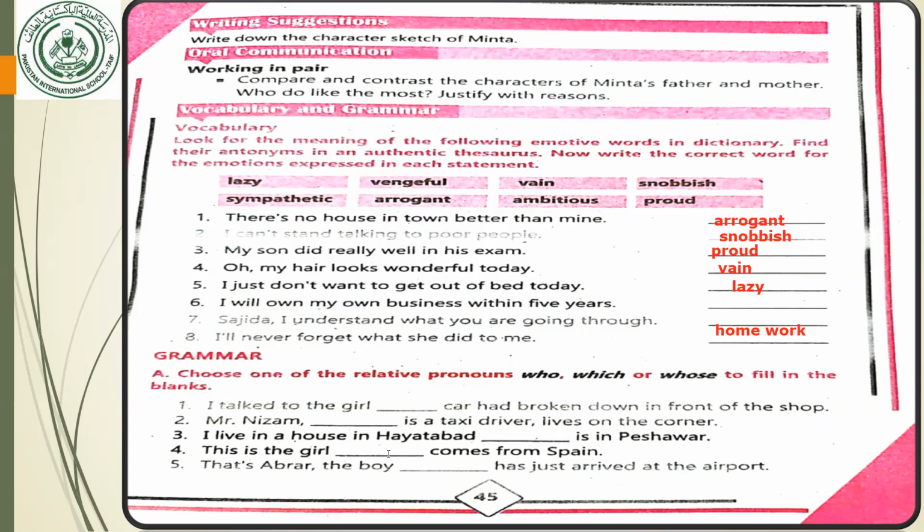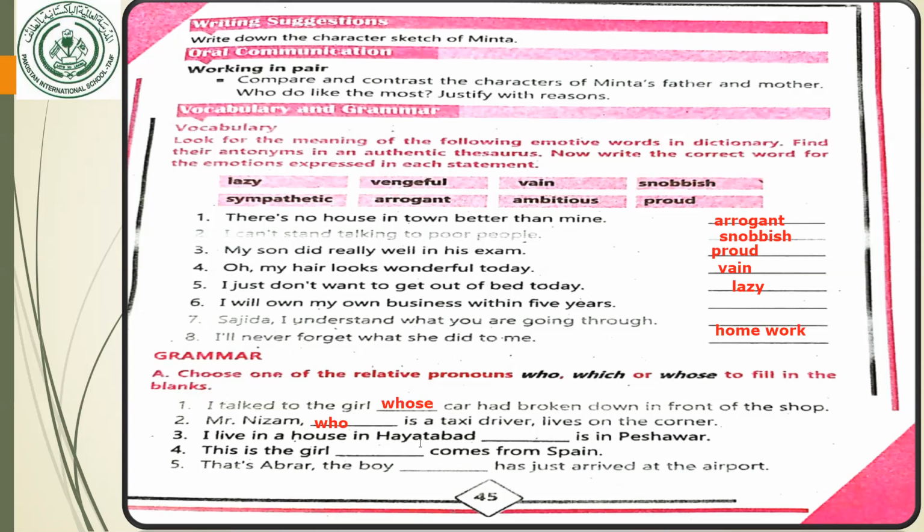We have to choose one of the relative pronouns, who, which, whose, to fill in the blanks. Now, relative pronouns, dear students, means those pronouns which show the relations and join the words. For example, I talk to the girl. Okay, so what will be? Whose car had broken down in front of the shop? Whose. So WHOSE, whose. Number 2, Mr. Nizam is a taxi driver, lives on the corner. So what will be here, dear students? Who. Who is a taxi driver.